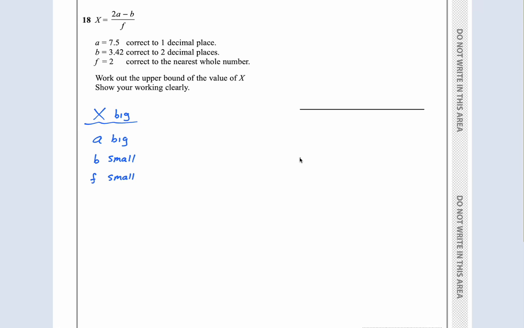Then I'm going to do this for all my 3 variables, my A, B, and F. So for A, this is A, this is B, and this is F. Okay, A is 7.5 to 1 decimal place, so I'm going to go up to the next decimal place, 7.6, and down to the previous decimal place, 7.4. B is 2 decimal places, so I'm going to go up to 3.43 and down to 3.41. And finally, F is 2. I'm going to go up to 3 and down to 1.